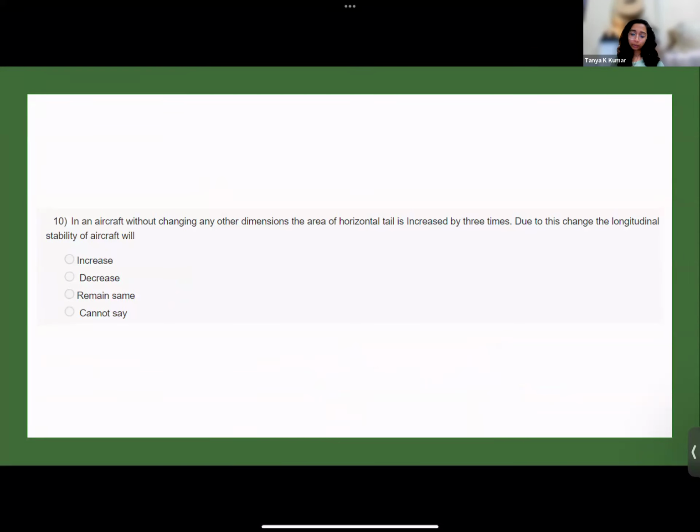In an aircraft, without changing any other dimensions, the area of the horizontal tail is increased by 3 times. So the area of the horizontal tail is ST. Due to this, the change in the longitudinal stability of the aircraft: will the stability increase, decrease, remain same, or cannot say?